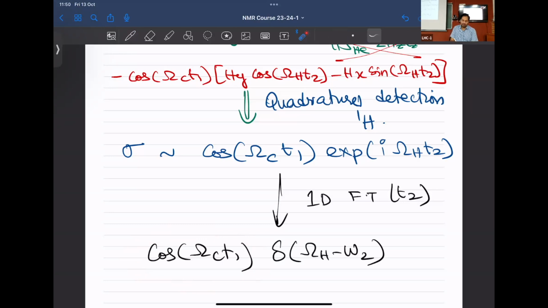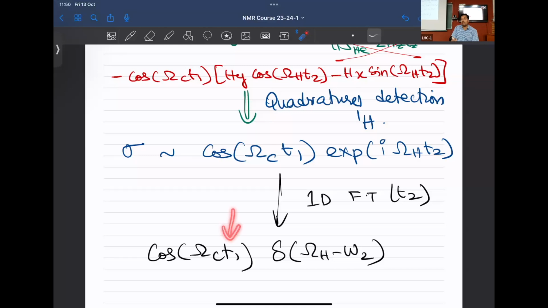Let's take an example. Let's say your carbon is at the carrier. This will be 0. Cos of 0 is 1. So basically, you are not going to get any modulation if you carefully keep the carrier at the carbon itself. On the other hand, let's say this is non-zero. It can be positive or negative. Cos of minus theta is cos theta. So it doesn't matter whether you have a positive or a negative offset. It's going to be the same.